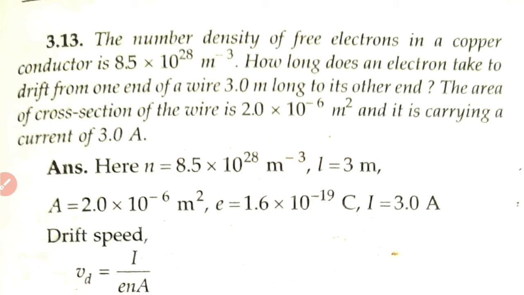The number density of free electrons in a copper conductor is 8.5 into 10 raised to 28 per meter cube. How long does an electron take to drift from one end of a wire 3 meter long to its other end? The area of cross section of the wire is 2 into 10 raised to minus 6 meter square, and it is carrying a current of 3 ampere. So here we are asked to find the time taken by the electron to reach the other end.